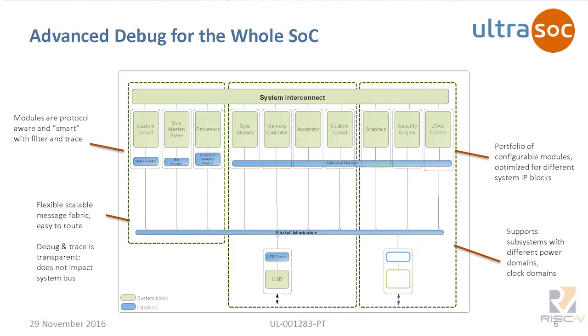So we don't have dedicated wires just for cross-triggering. And we also have the ability to assert signals from our message passing infrastructure, so internal signals tied to internal GPIOs.